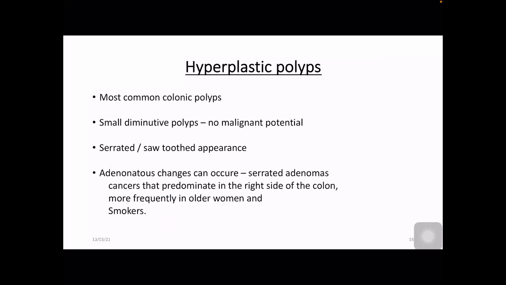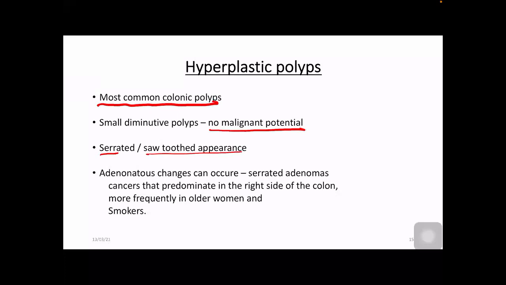The other important polyps are the hyperplastic polyps, and they say this is the most common colonic polyp. Whenever they ask which is the most common colonic polyp, it is not the adenomatous polyp, it is the hyperplastic polyp. These are usually very small, diminutive polyps, and they don't have malignant potential. How does it appear in histology? It has a serrated or sawtooth appearance. But also remember, adenomatous changes can occur in hyperplastic polyps and result in serrated adenomas.